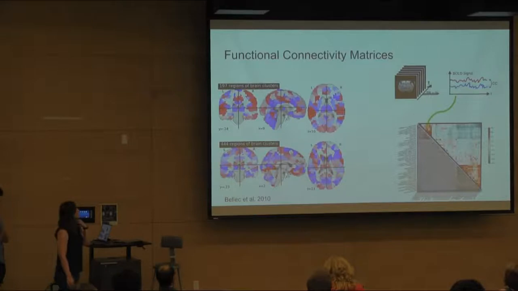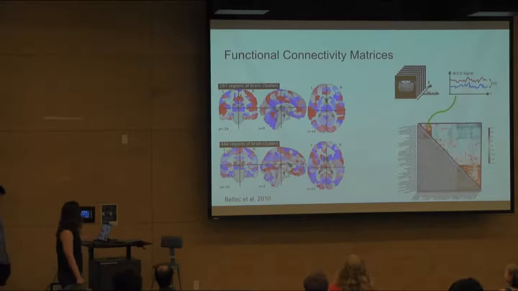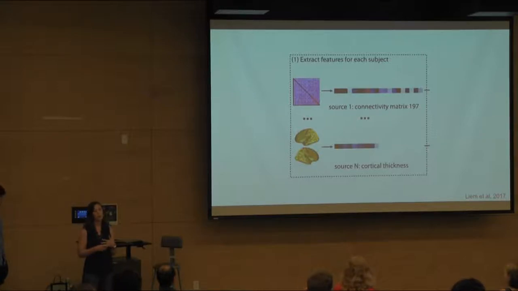And for the functional connectivity, we used 2 different parcellations. One had 197 regions and one had 444 regions, and we generated connectivity matrices. We used that for our features for the resting state, and then for the structural, we used just the T1 weighted volume, the whole brain, for our features.